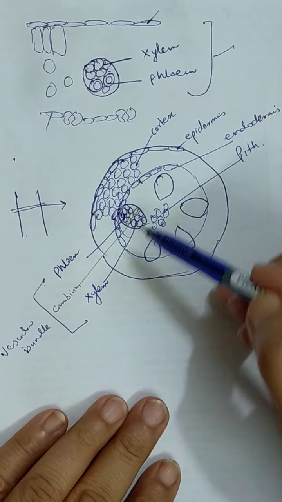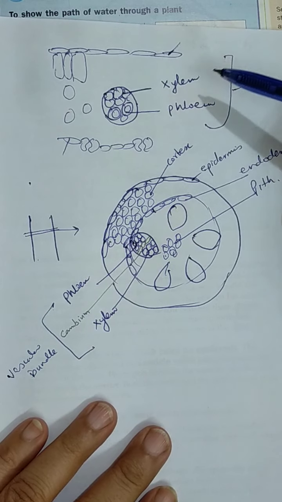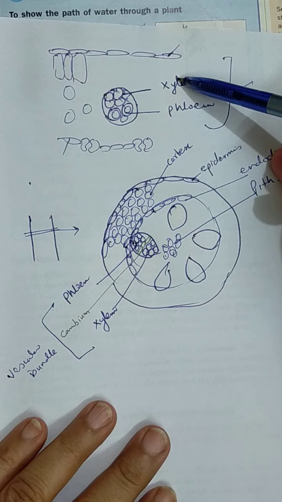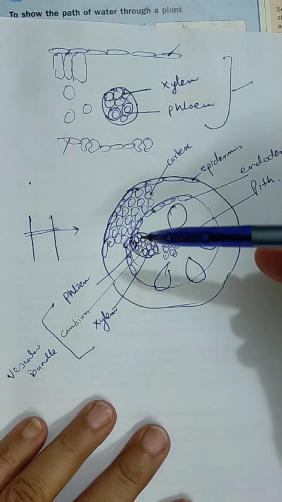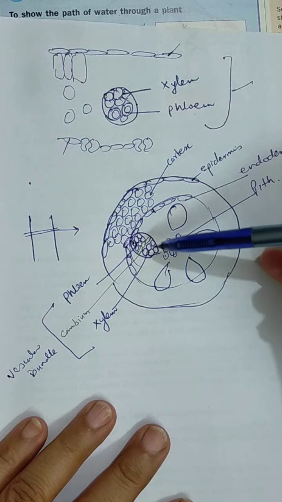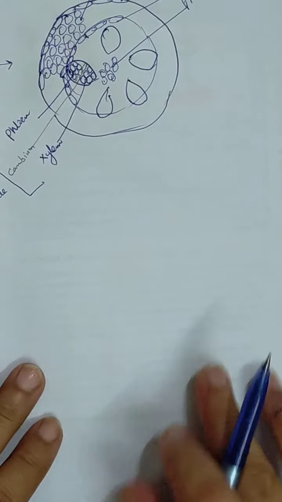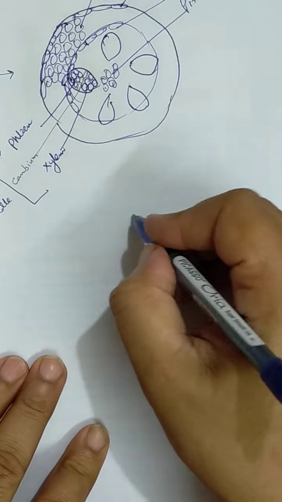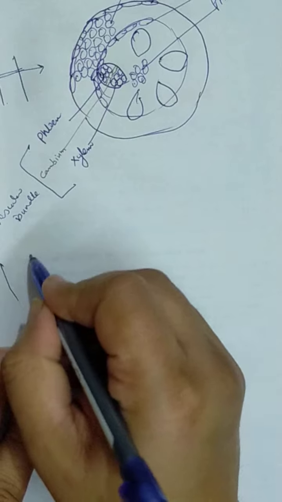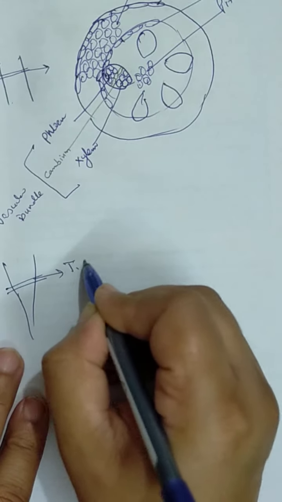Between these two, cambium is present. Okay, now you have seen in the leaf xylem was on the outer side, phloem was on the inner side, but here in the stem phloem is on the outer side, xylem is on the inner side. Now I am going to tell you the internal structure of the root, and in the root this arrangement is totally different. Again we will take a root and cut its transverse section.